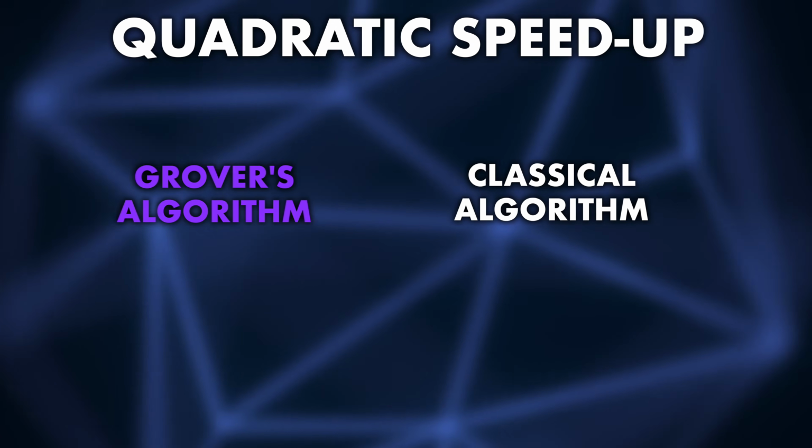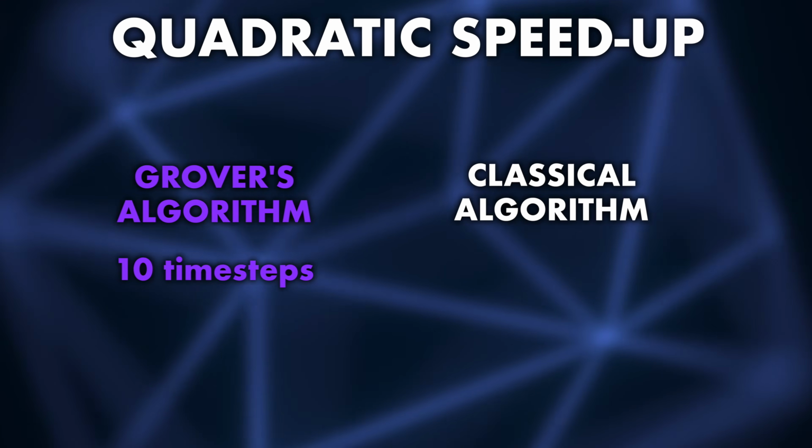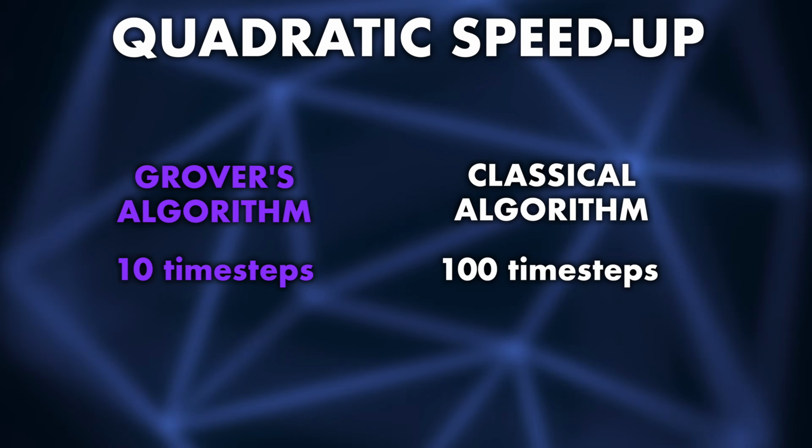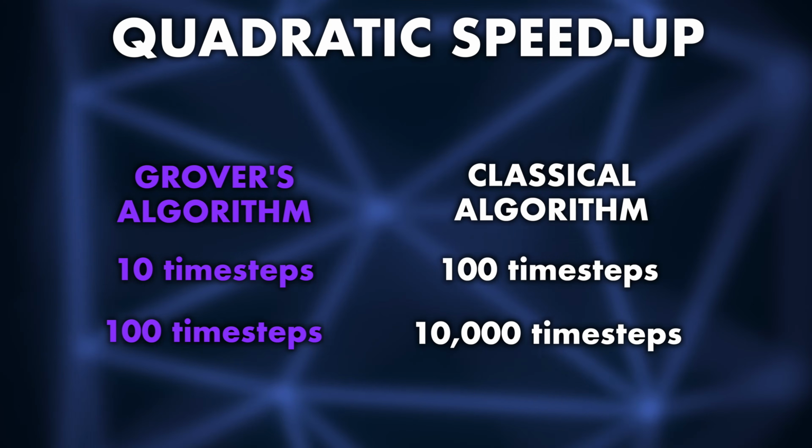Grover's search algorithm is the second most important quantum algorithm we know today. It only supplies a quadratic speedup and not an exponential one, but it has a much wider applicability. Quadratic speedup roughly means that when Grover manages to perform a task in 10 time steps, the best classical algorithm will take 100, and so on.